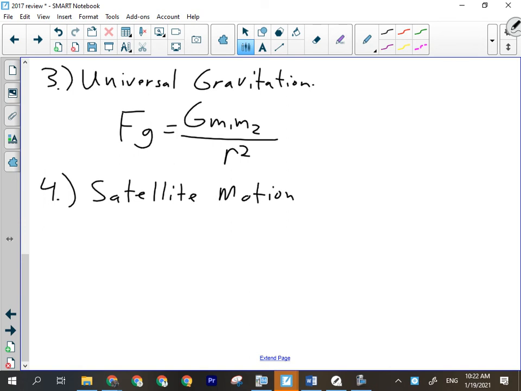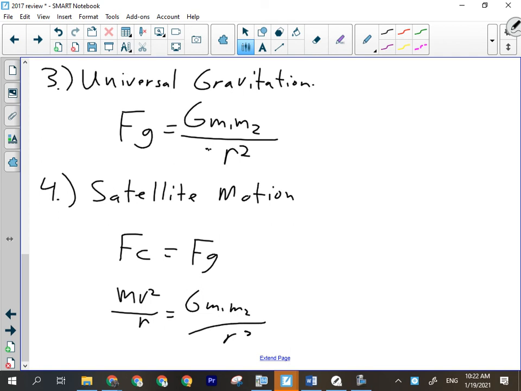Okay, in order for something to orbit something else, the centripetal force is going to be provided by this force of gravity. Okay, so that was one of the situations with satellite motion.